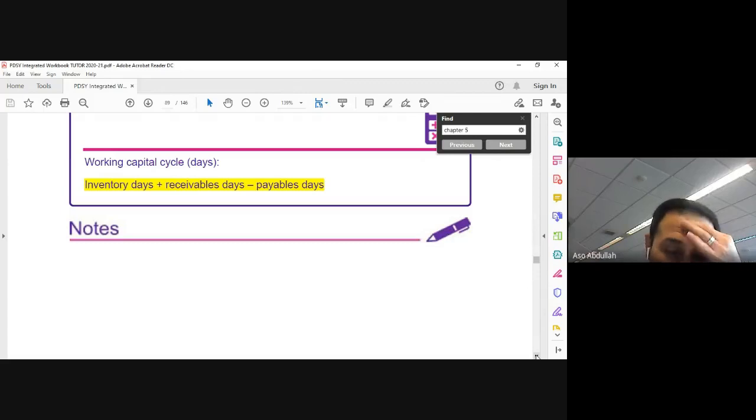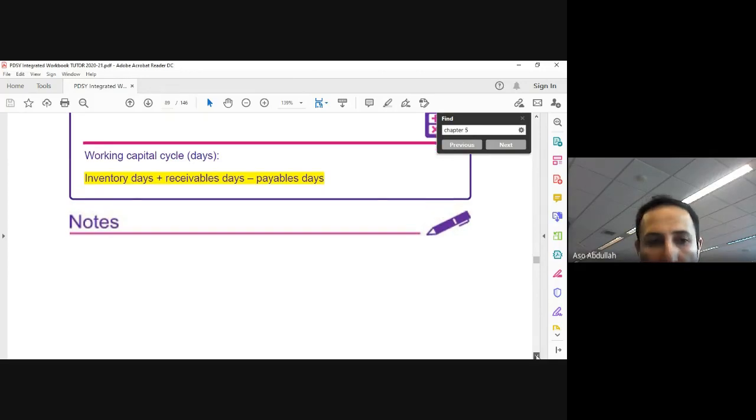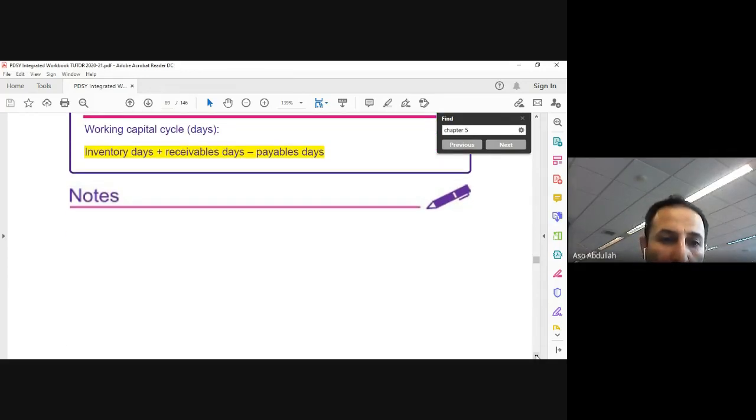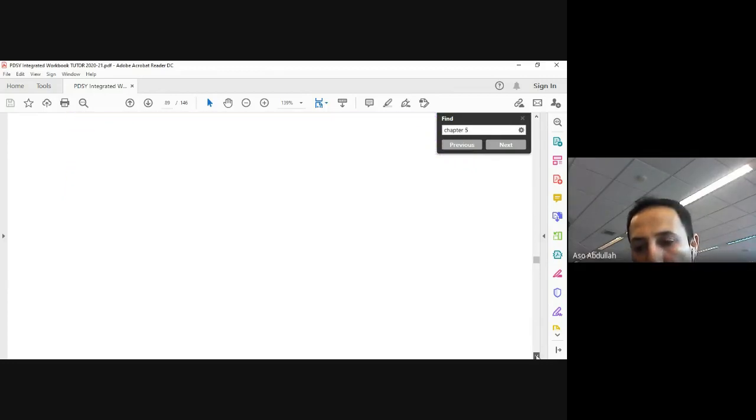We're almost there. Working capital cycle days is another one: inventory days plus receivable days minus payable days. Usually, if you want to know how long the working capital cycle takes, between receivable, payable and inventory, that's the formula you use. It is straightforward: inventory plus receivable minus payable gives you the working capital cycle.